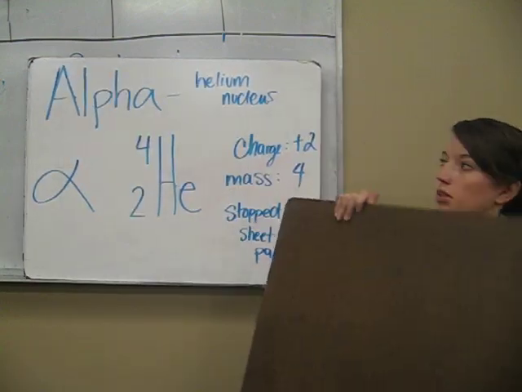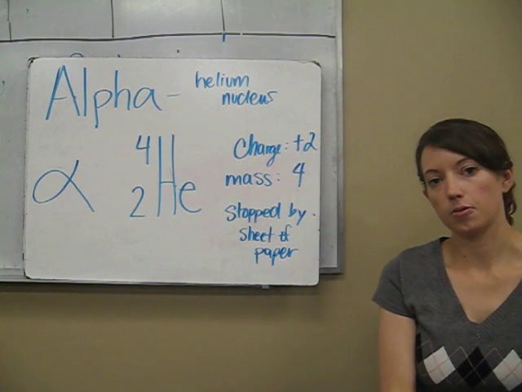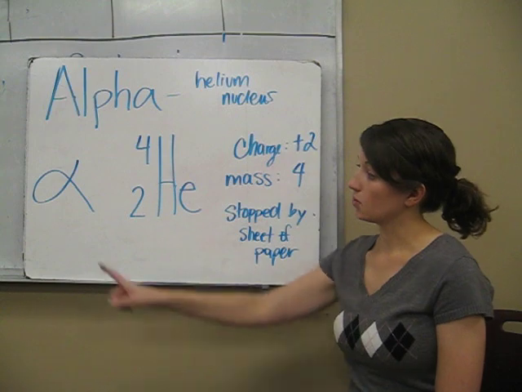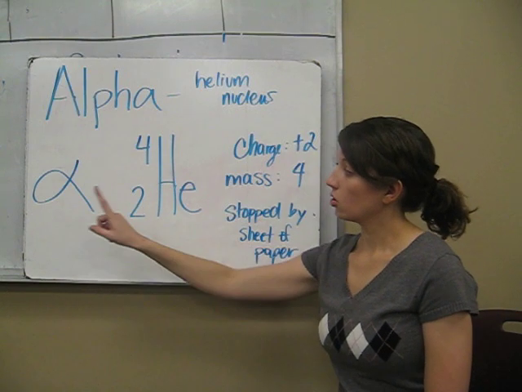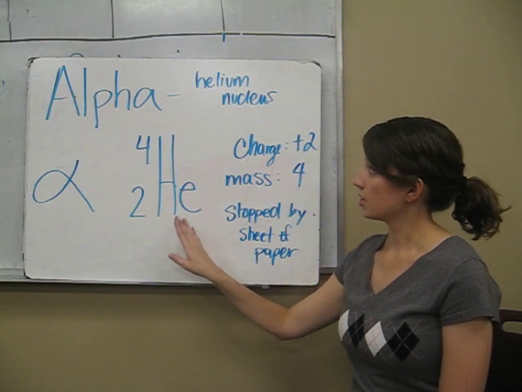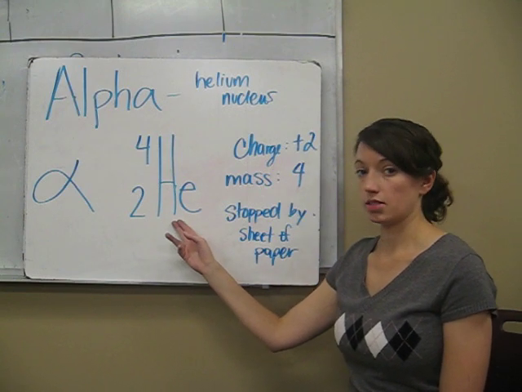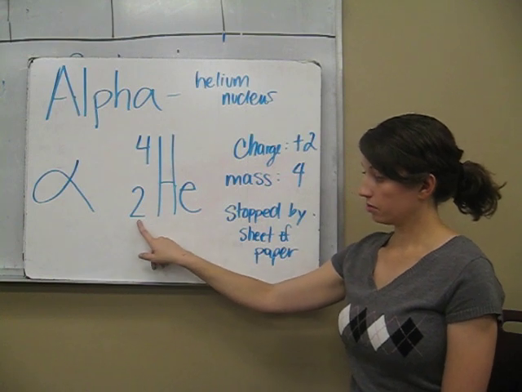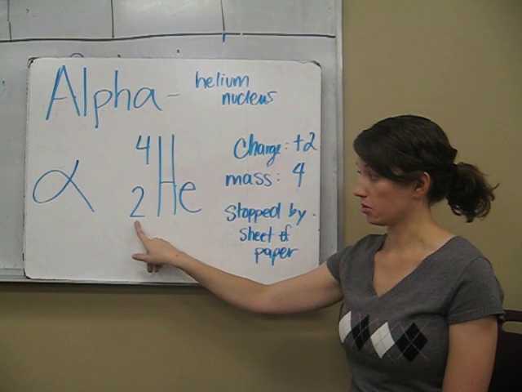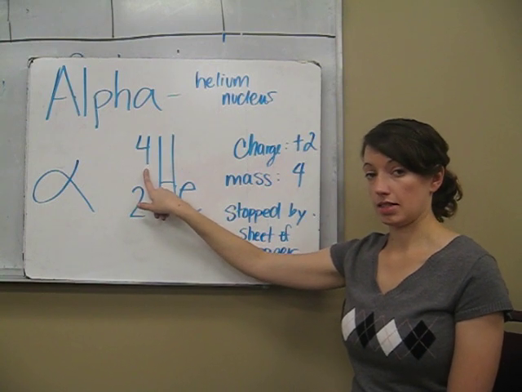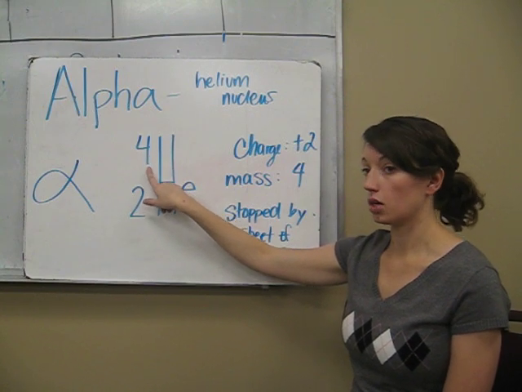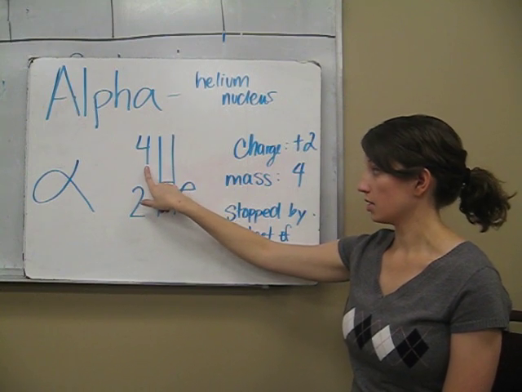The first particle that we'll look at is the alpha particle. This is a helium nucleus. We can symbolize it with the Greek letter alpha, or we can symbolize it with more chemical information about that particle itself. Since it's a helium nucleus, we can use the symbol for helium, put 2 as the atomic number, since it is helium, the number of protons, and then 4 for the mass number, because there are 2 neutrons and 2 protons, totaling 4 particles in the nucleus.